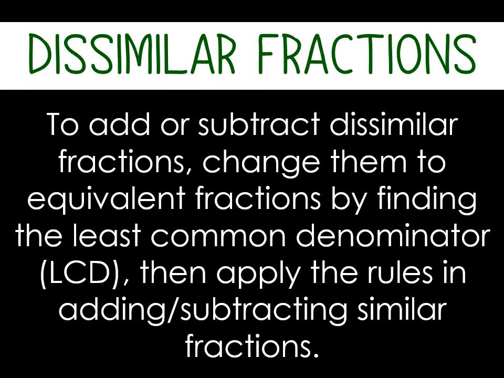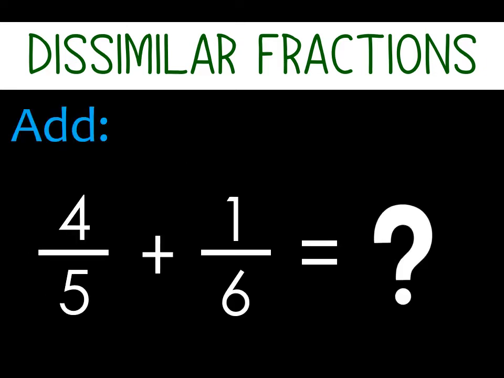Next is dissimilar fractions. Paano naman mag-add and subtract ng dissimilar fractions? Pag sinabing dissimilar fractions, magkaiba na sila ng denominator. So, the real process is to change them to equivalent fractions by finding the least common denominator, then apply the rules in adding or subtracting similar fractions. So, halimbawa, ang given ko daw is 4 over 5 plus 1 over 6. So, ano nga ba yung process?